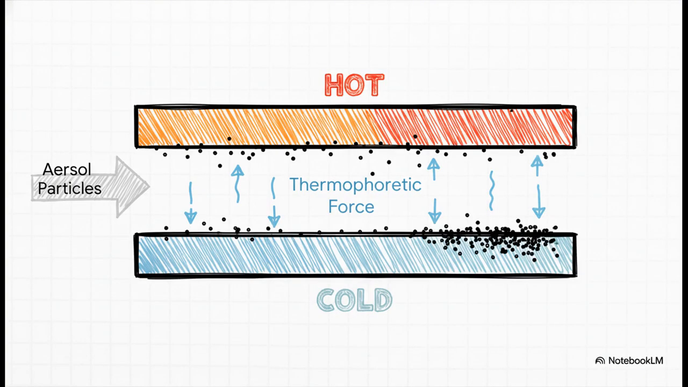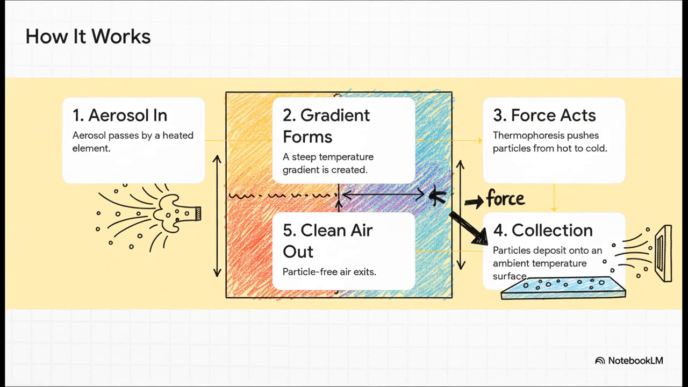And because this force is so dominant, so predictable for small particles, engineers built a device specifically to take advantage of it. The thermal precipitator uses a very controlled temperature gradient to collect particles with an efficiency that's just incredible. The way it works is just beautifully simple.